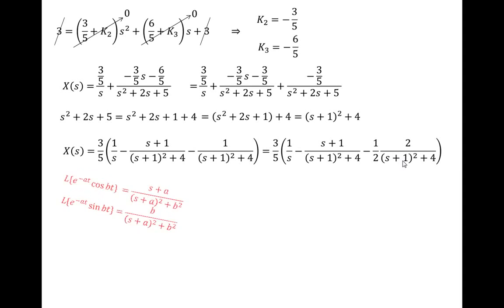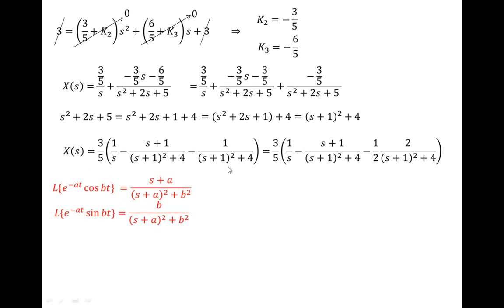To find the Laplace inverse of this, I need to use these two formulas. Laplace of e to the power minus at cosine bt is equal to (s plus a) over ((s plus a) squared plus b squared), and Laplace of e to the power minus at sine bt is equal to b over ((s plus a) squared plus b squared). The reason that I reshape s squared plus 2s plus 5 in this form is that I want to use these formulas.